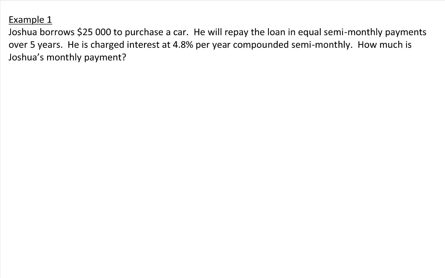Example 1. Joshua borrows $25,000 to purchase a car. He will repay the loan in equal semi-monthly payments over 5 years. He is charged interest at 4.8% per year, compounded semi-monthly. How much is Joshua's semi-monthly payment? First of all, we see that this is a loan and that he has money right now, so this is going to be a present value calculation. Since I'm trying to determine the semi-monthly payment, I'm going to use the formula for R, which involves the present value, so that's PV times i, over 1 minus (1 plus i) to the negative n.